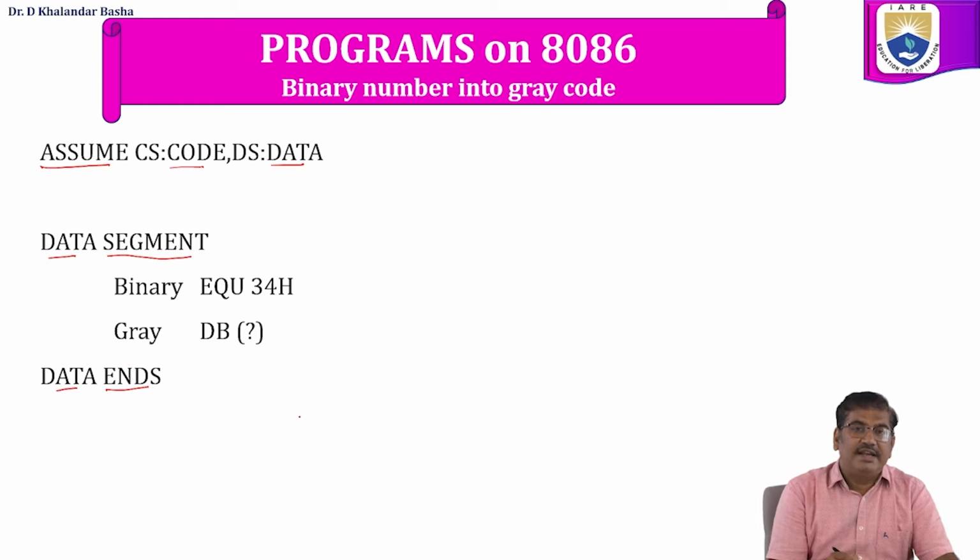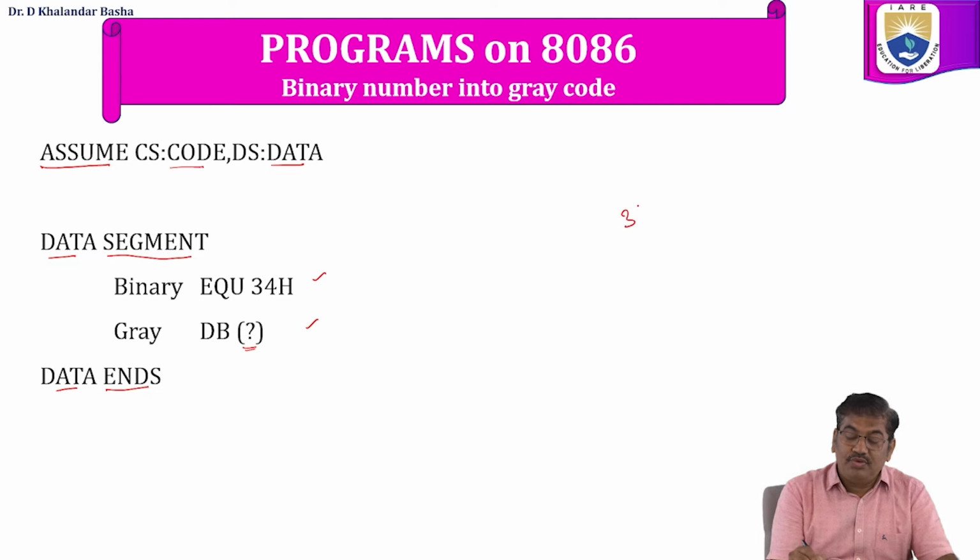Next, in this data segment, we are going to have two variables. One is a binary variable, the second one is gray code. For binary, we are going to equate it with some value, that is 34H. Next, gray code, which is a result. For that, we will just reserve the memory without any initialization.